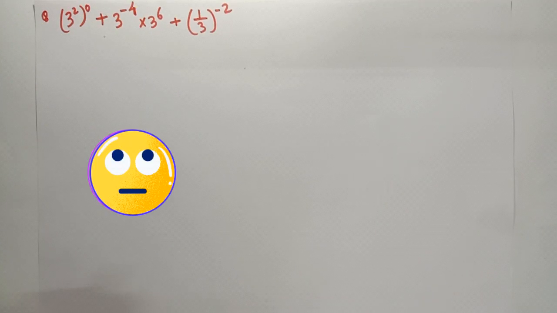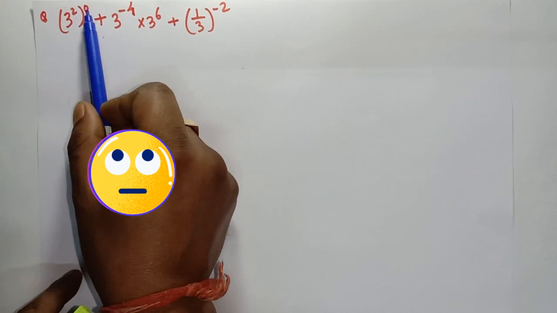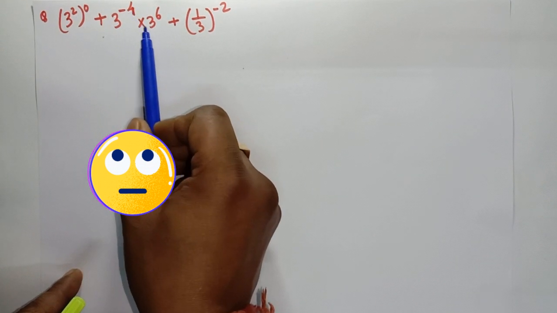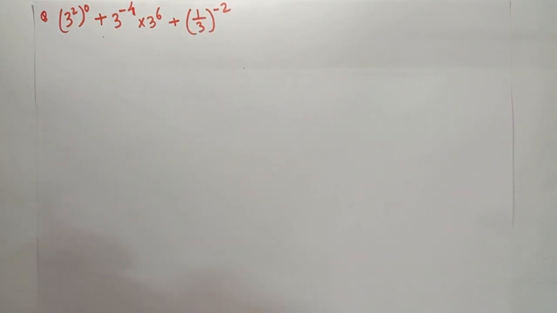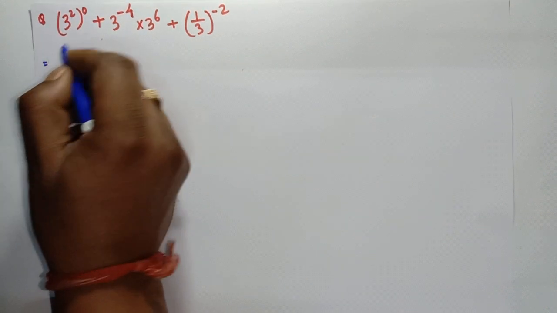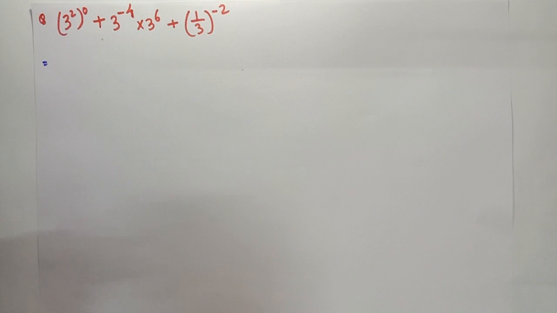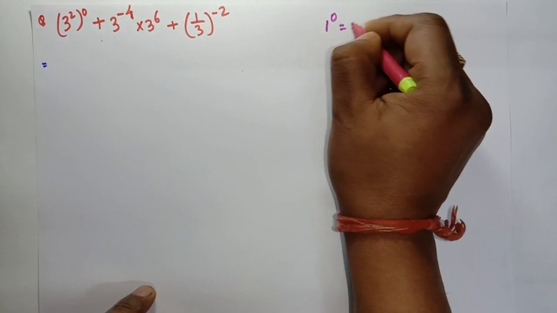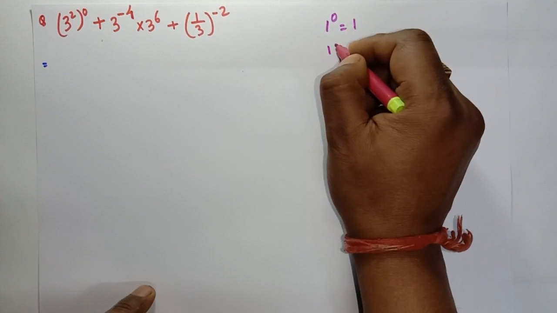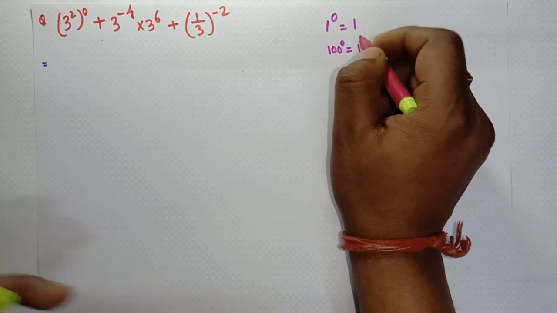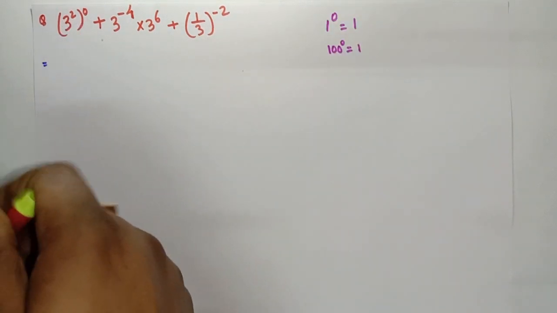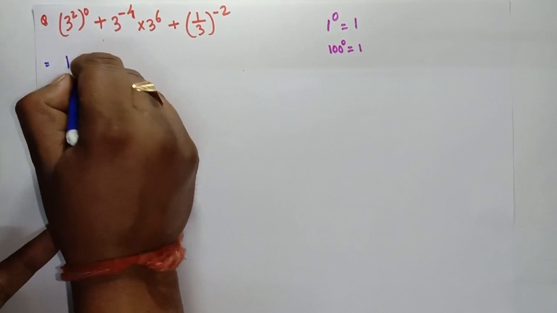So you can see in this question what they have given is 3 to the power 0 plus 3 to the power minus 4 into 3 to the power 6 plus 1 by 3 to the power minus 2. In this type of question, you can see here they have given 3 to the power 0. You know that we have already discussed in our previous sum that anything to the power 0 is 1. Even 100 to the power 0 is 1. So similarly 3 to the power 0 will be 1.